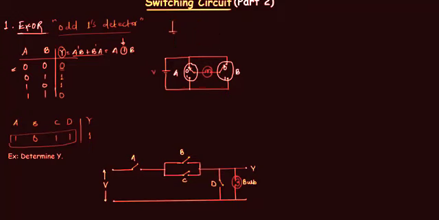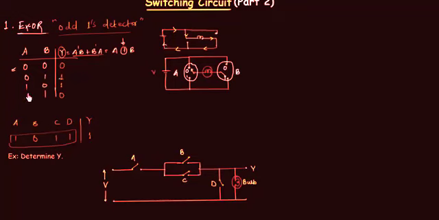Now we will consider the second case when A is connected to 0 and B is connected to 1. In this scenario current will flow through the bulb. I will again simplify this. And the current will flow like this, and thus the bulb will glow and output will be high.